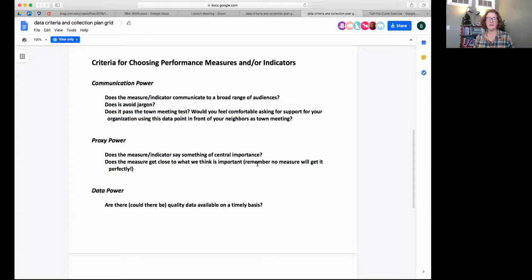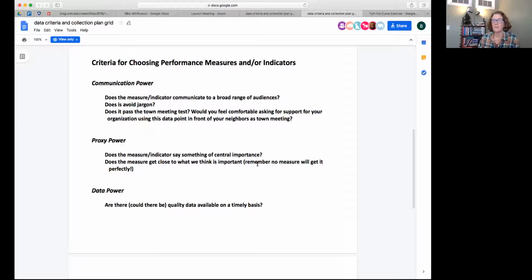As a reminder, the first one is communication power. In this process, you're looking for an evaluation of highs, mediums, and lows. Of course, the more highs you have in terms of meeting this criteria, the better candidate for data that would be. And so the first one is communication power.